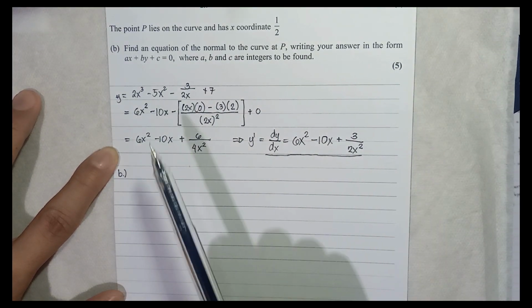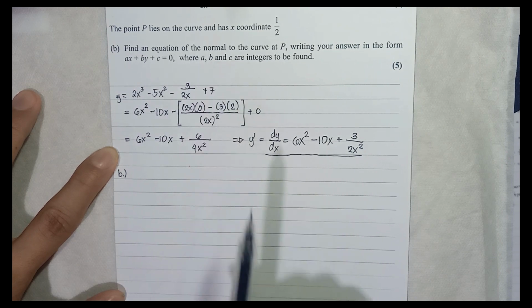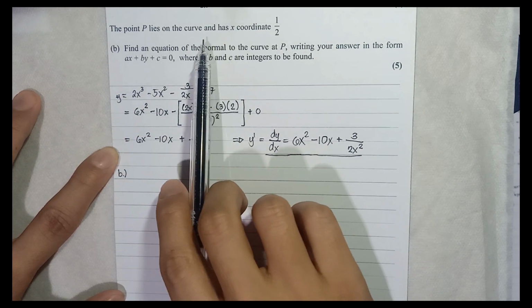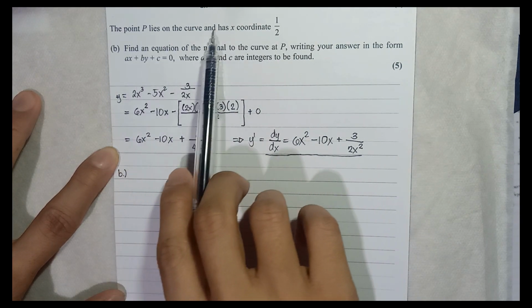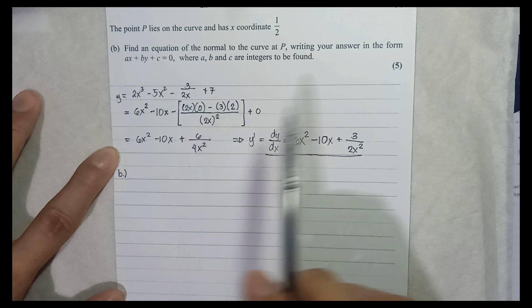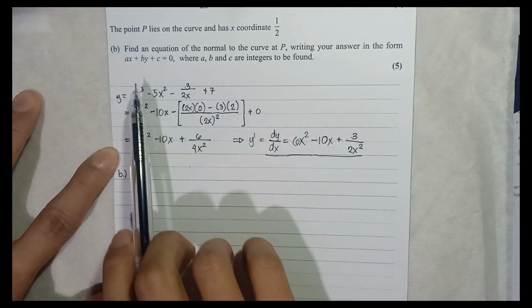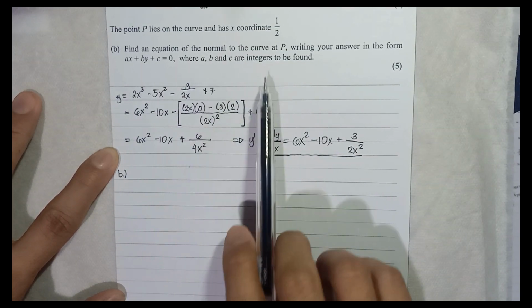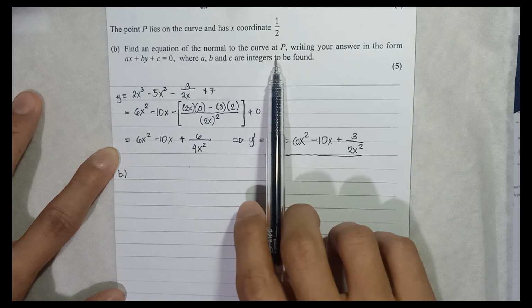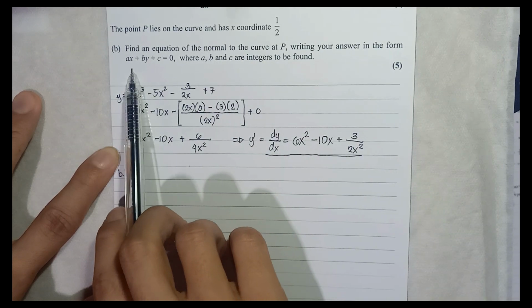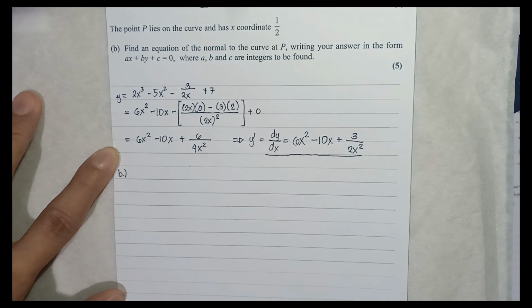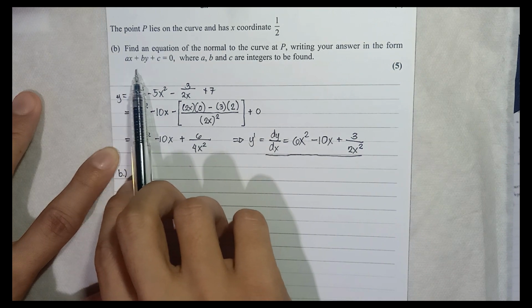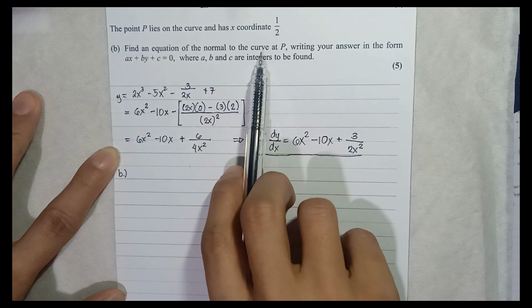Next, the point P lies on the curve, the same curve here, and has x coordinate of 1/2. That means this certain point lies on that function, and the x coordinate is 1/2. Find an equation of the normal to the curve at that given point P, writing your answer in the form ax plus by plus c equals 0, where a, b, and c are integers to be found. So we just need to find the equation of the normal line to the given curve.